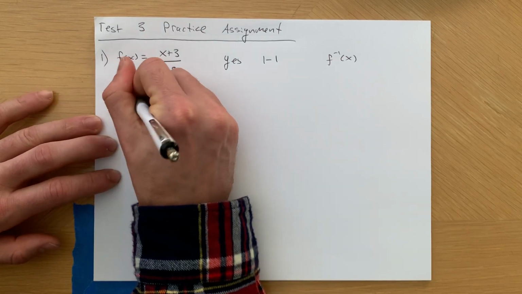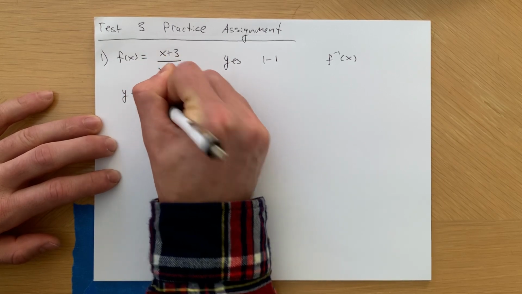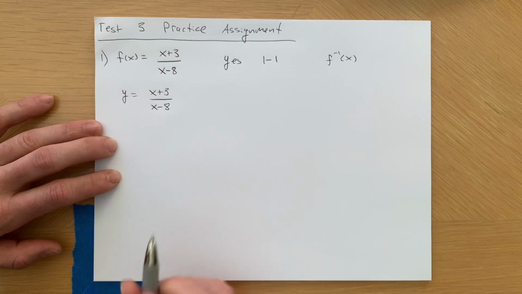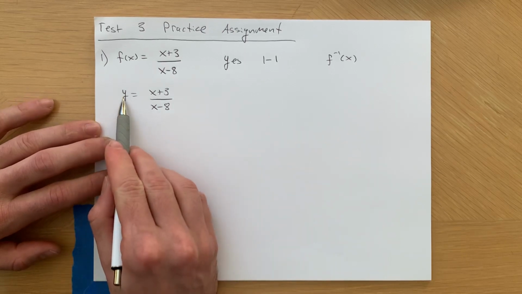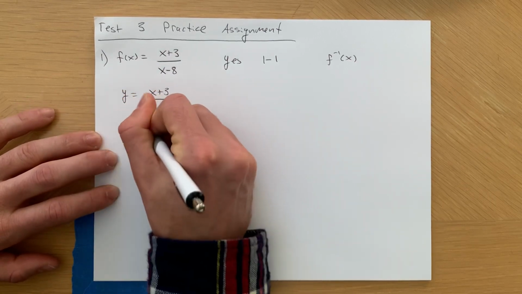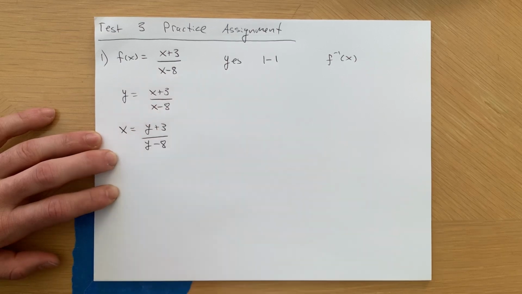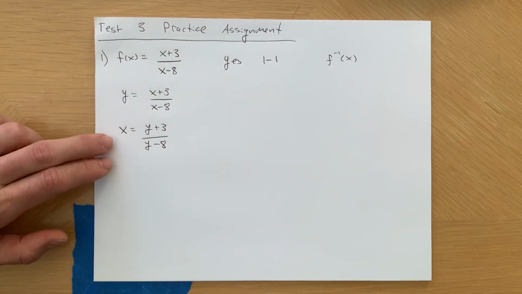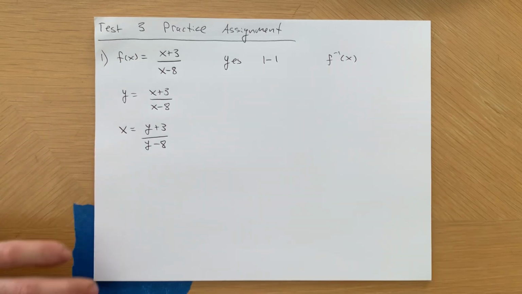So we're going to have y is equal to (x + 3) over (x - 8). And then the next step is we replace the y's with x's and the x's with y's. So we're going to turn this y into an x and then these x's into y's. So we're going to have x is equal to (y + 3) over (y - 8). And now the goal is to solve for y.